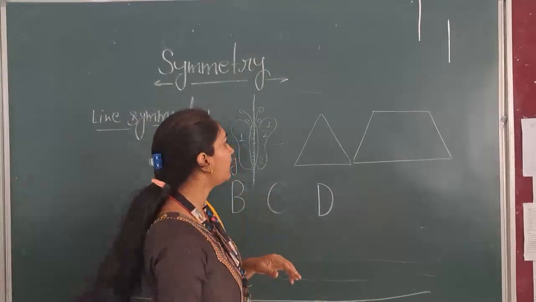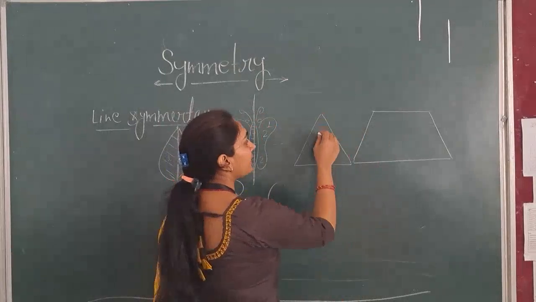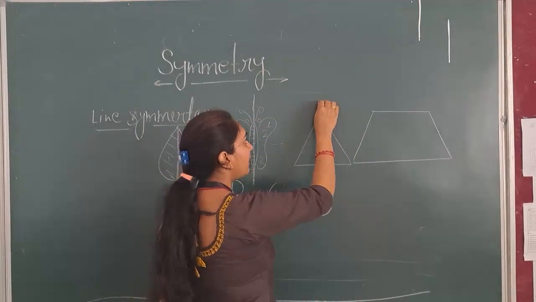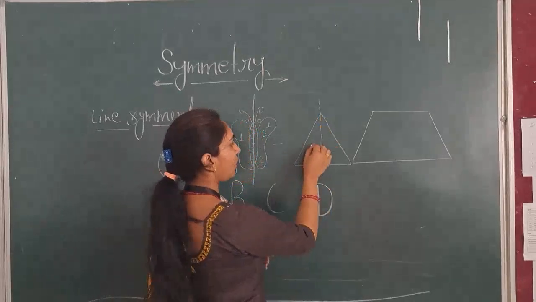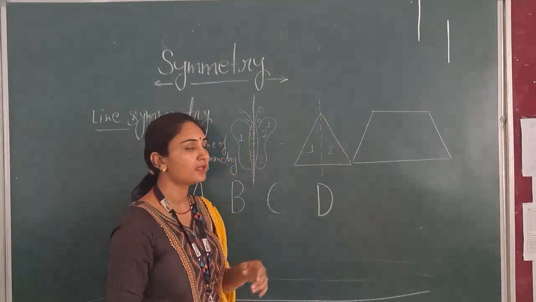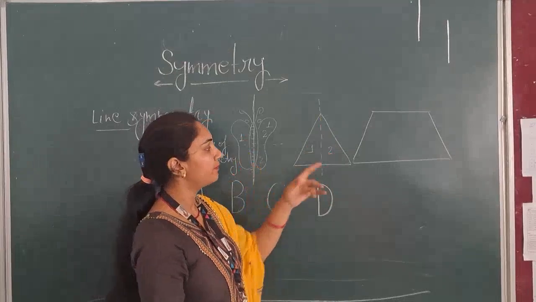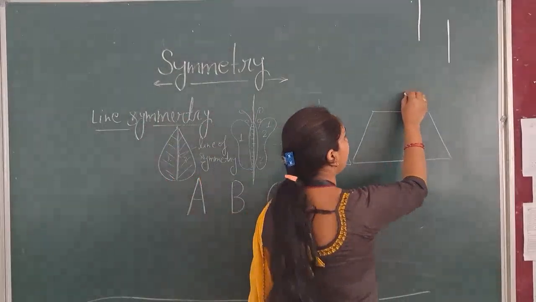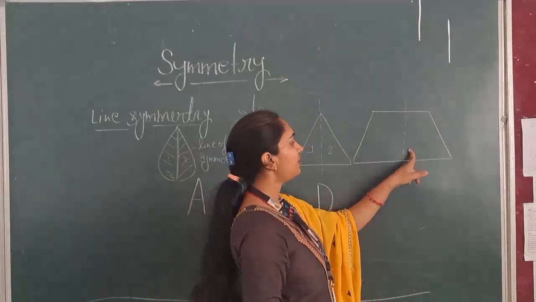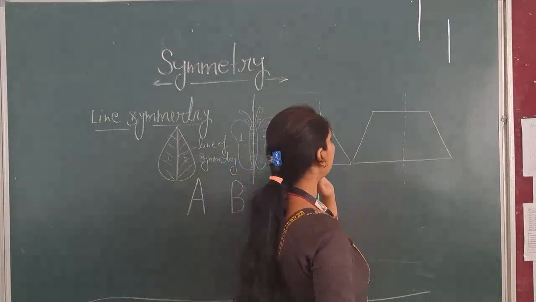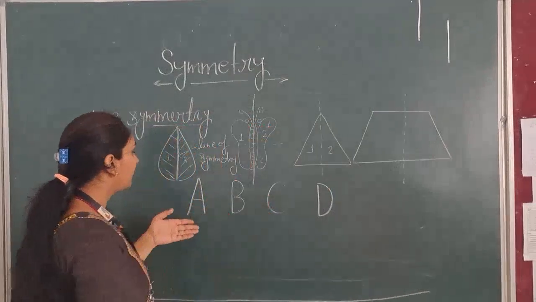Now we have geometrical figures, triangle and quadrilateral. This one is a triangle, and if we cut it into two equal halves like this, 1 and 2, then it has one line of symmetry. In this quadrilateral, we can cut it into two equal halves like that. This one is the line of symmetry. So we can say it has one line of symmetry.